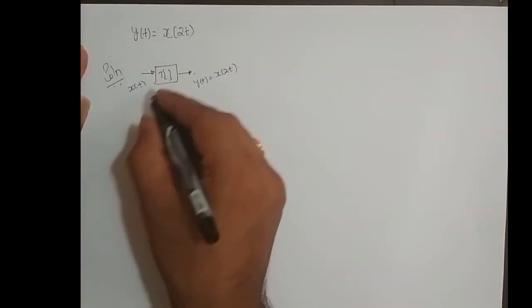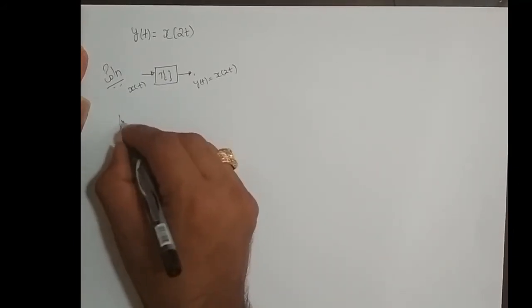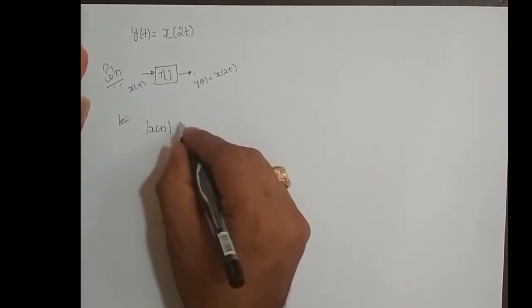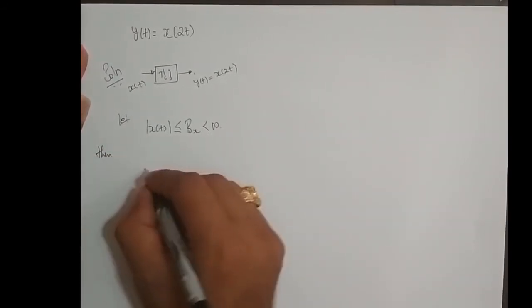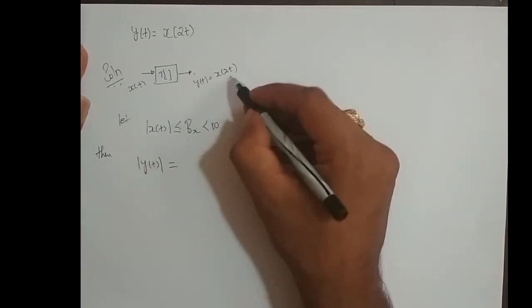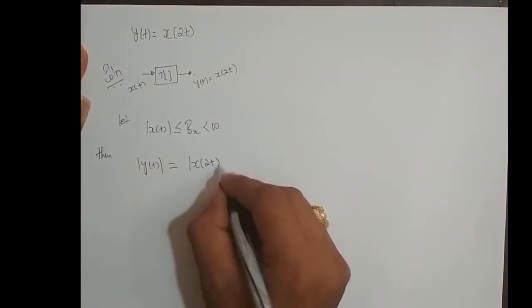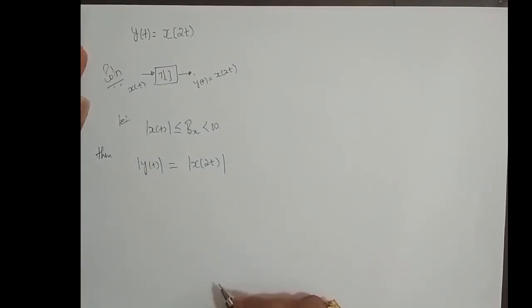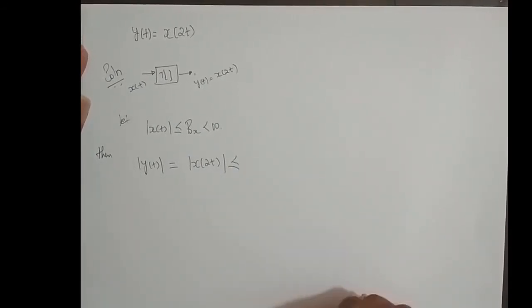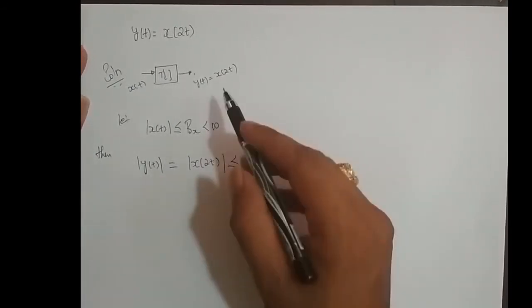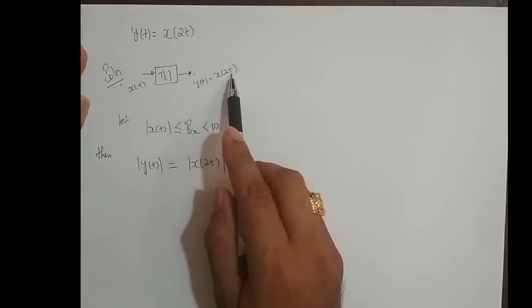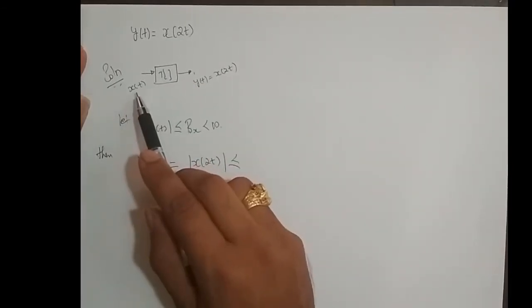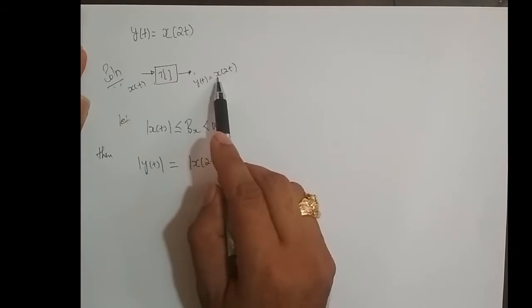Same thing, we'll assume that the input we are feeding to the system is bounded. So let magnitude of x of t be less than or equal to bx, which is less than infinity. Then magnitude of y of t is magnitude of x of 2t. And what is your claim? Is this bounded? Is this less than or equal to by? So what is the system doing? If I feed x of t to the system, what is the output I'm getting? X of 2t. Is it changing anything in the amplitude of the input signal?